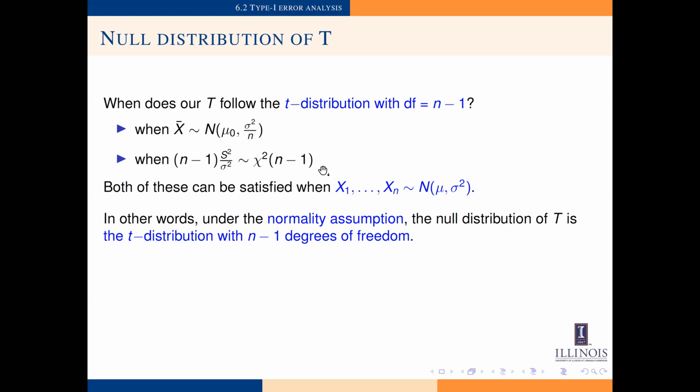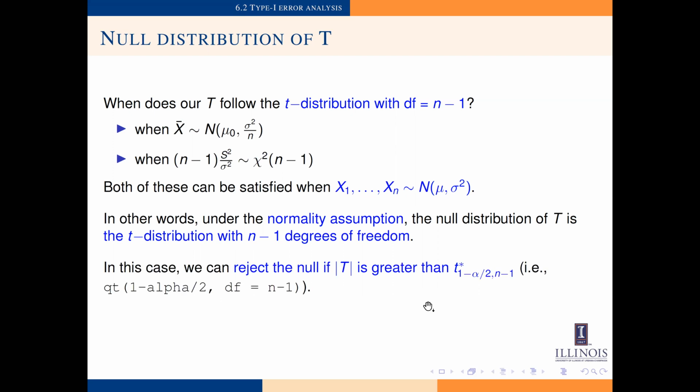So you might ask, when are these two assumptions satisfied? Well, both of these can be satisfied when our samples, x1 all the way up to xn, are IID random samples from the normal distribution with mean mu and variance sigma squared. In other words, under this normality assumption of our data x, the null distribution of t is the t distribution with n minus 1 degrees of freedom. And then we can apply the t-test and find the corresponding critical value we should use under the t distribution with n minus 1 degrees of freedom.